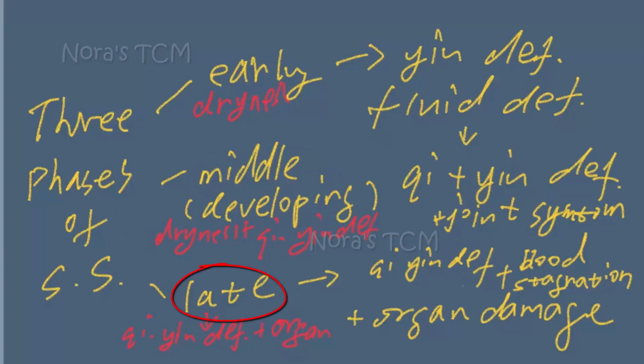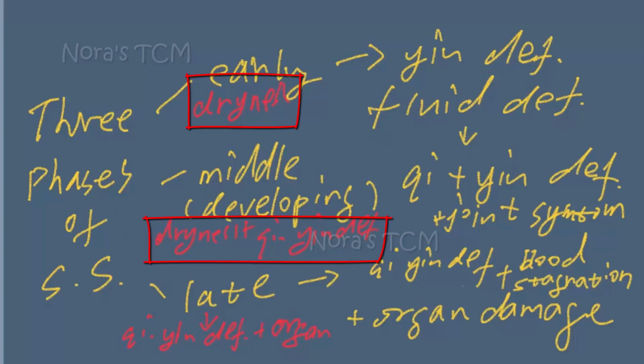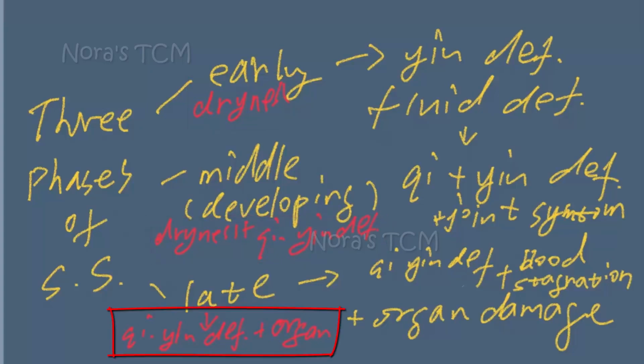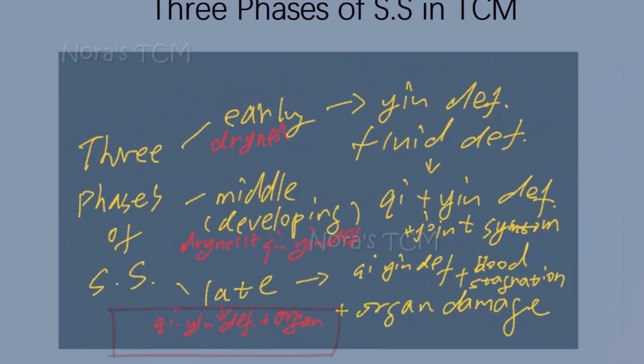And finally, it's a late phase. It's a qi and yin deficiency with the blood stagnation or organ damage. So generally speaking, in the early phase, it mainly manifests dryness. In the middle or say developing phases, it manifests the dryness and also with the qi yin deficiency. And in late phase, it is not only qi and yin deficiency, but with the organ damage. So that means 脏腑 organ dysfunction.